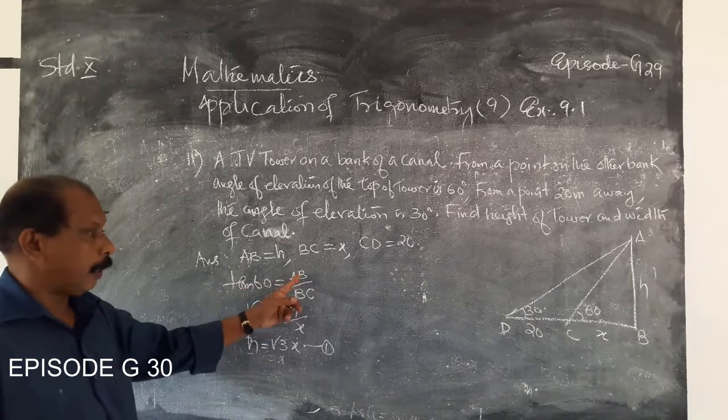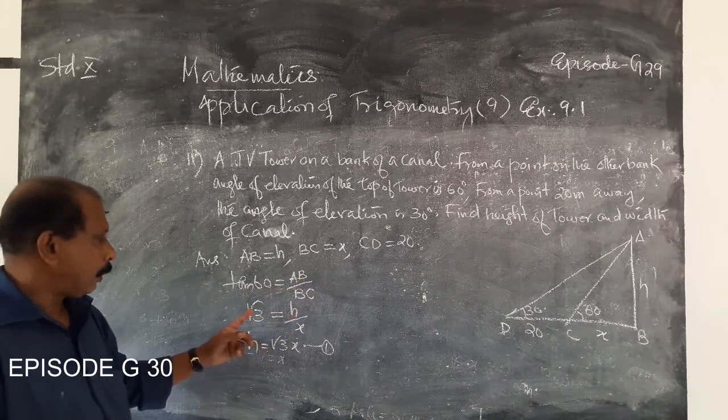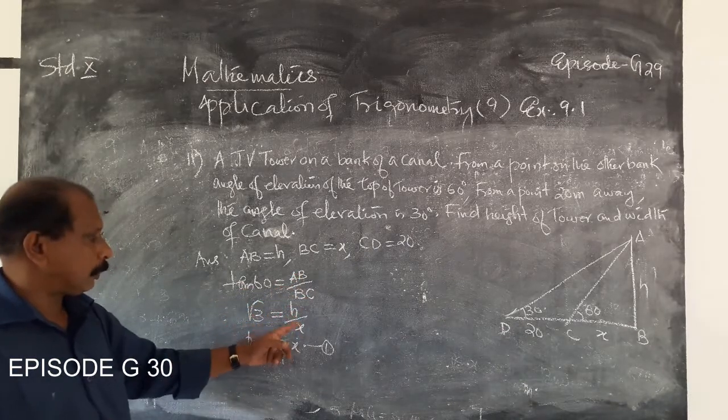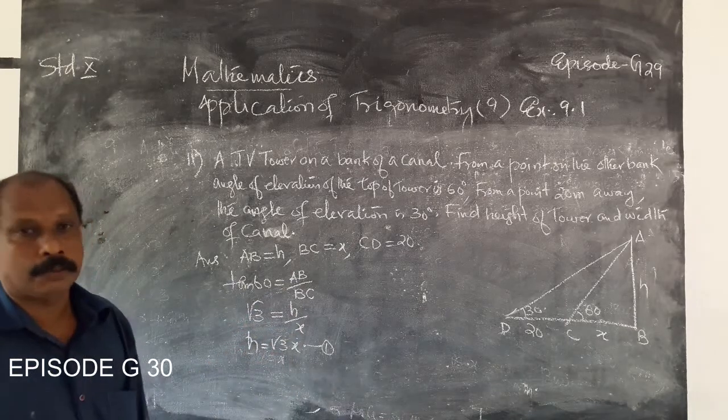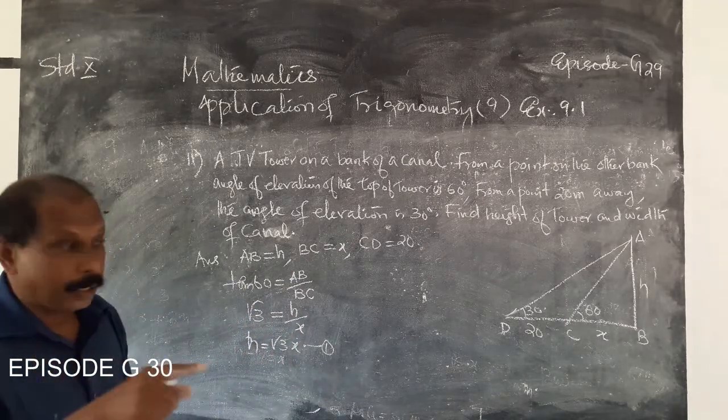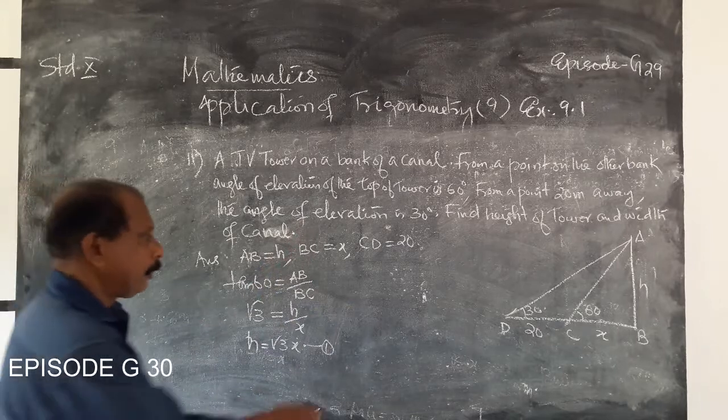Tan 60 is equal to AB by BC. Therefore, tan 60, root 3, is equal to h by x. Cross multiplication, h is equal to root 3 x. That is from the first triangle. Now the second triangle, that is ABD.